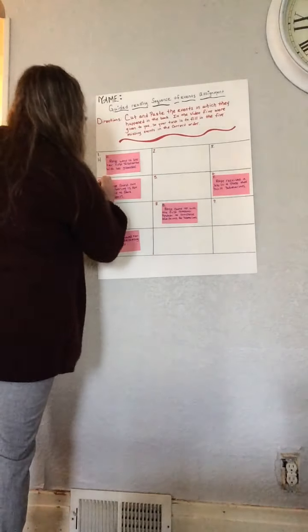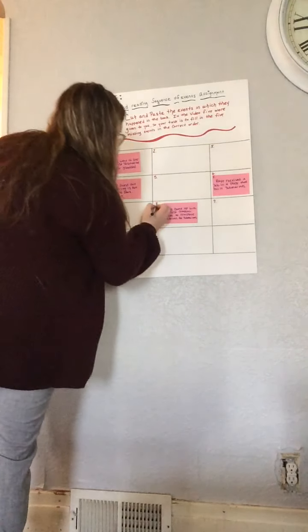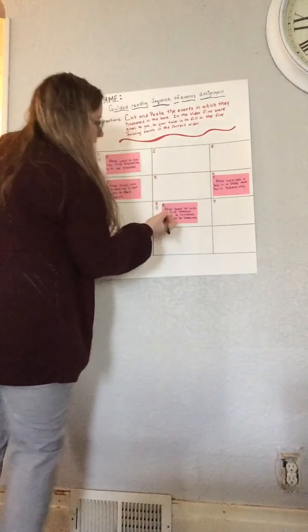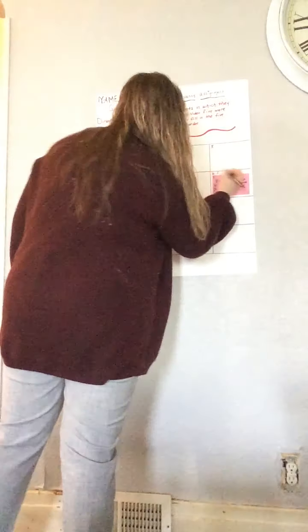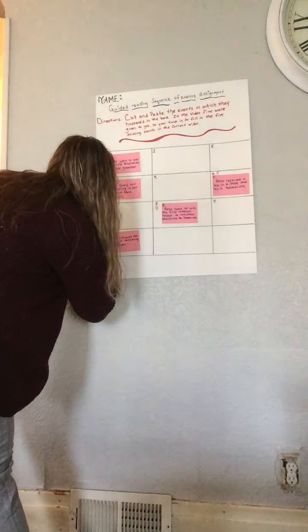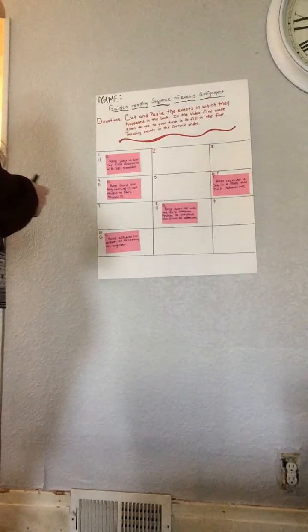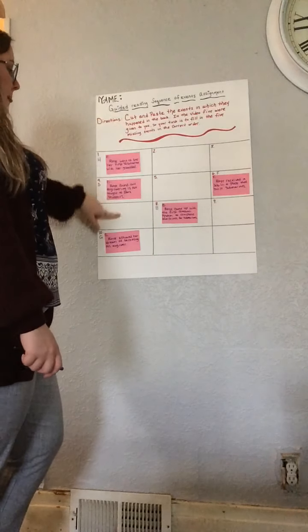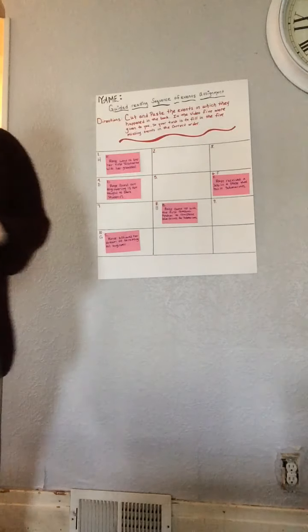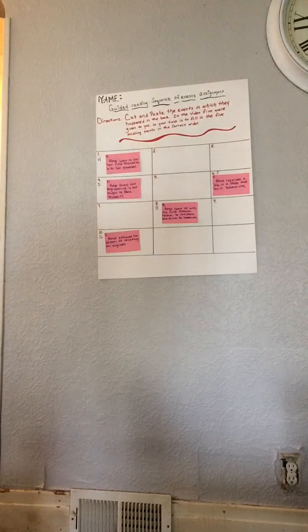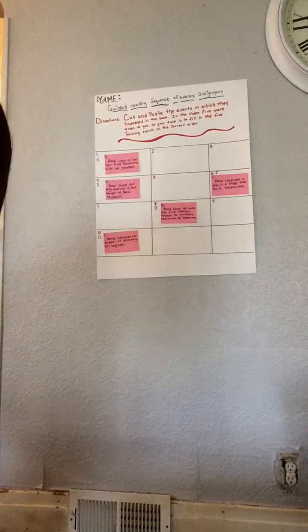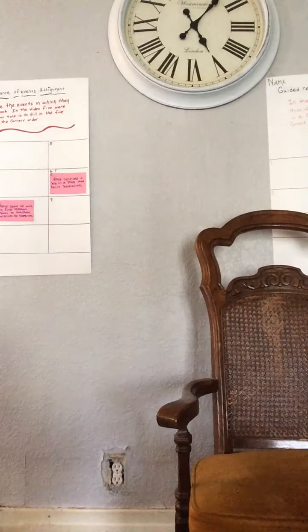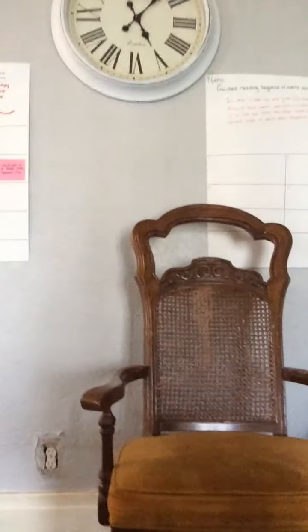So number 4 we think is D. Number 8 we think is B. Number 6 we think is F. Number 10 we think is G. So cut and paste the events in which they happened in the book. So go ahead and complete that. And you're going to send a picture to your teacher when you are finished with that. Now, for a modified version of this activity, we're going to go over here.